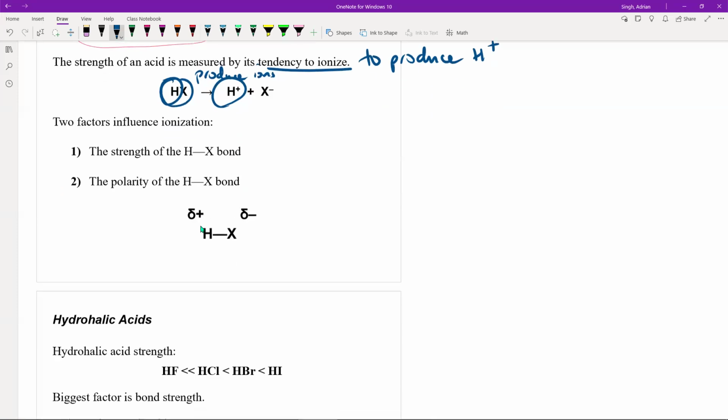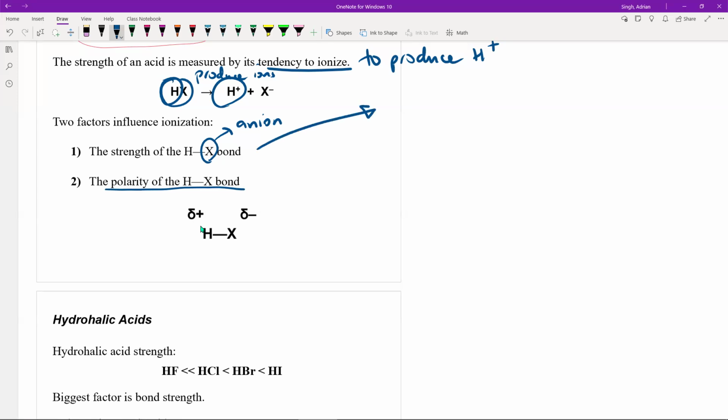So there are two main factors that can influence the ionization and, as a result, the strength of an acid. The first is the strength of the HX bond. And X here, by the way, is just an anion. That's just the way we generalize what the other part of the acid molecule is. X could be a halogen, it can be a polyatomic, it doesn't really matter. The strength of the bond between the H and that other part can influence ionization. In addition, the polarity of that HX bond also influences the tendency to ionize.